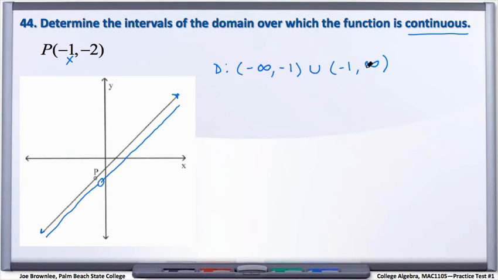So again, continuous means, can you graph your function without lifting up your pen or pencil from the paper? If you can graph the whole function, then it is continuous. If you have to lift up your pen or pencil, it is not continuous. And hopefully you'll continue with your math series, and you'll get into the calculus series, and you'll study continuous functions in greater detail. But for right now, number 44, here is the domain over which the function is continuous.